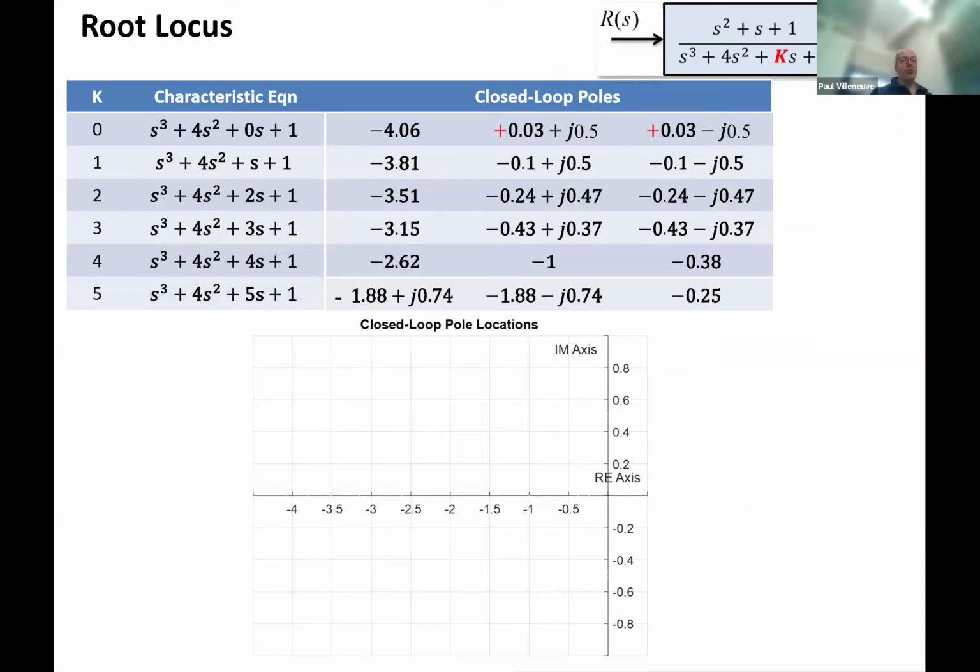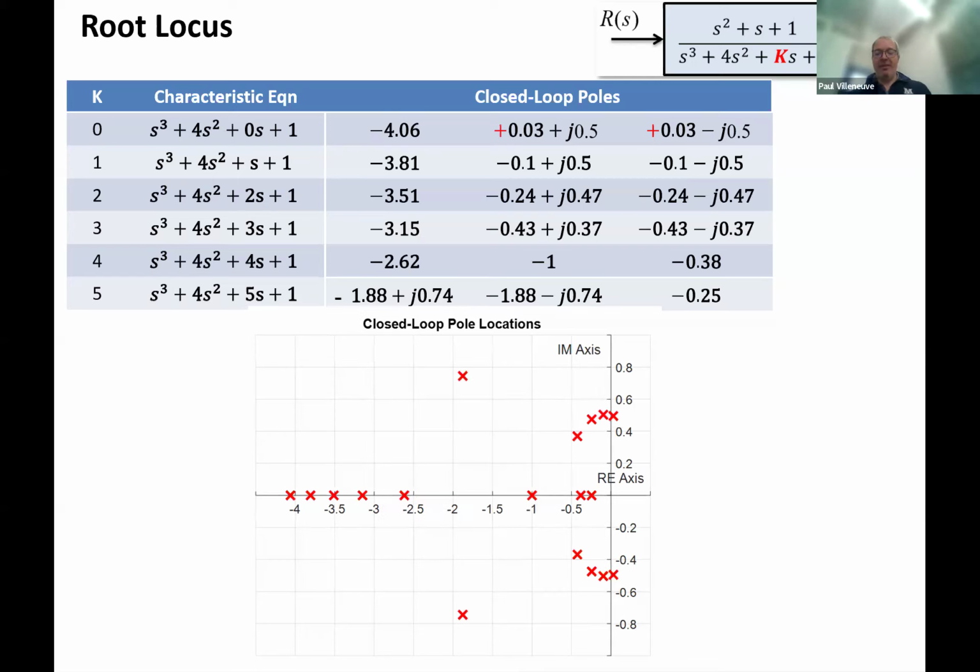Okay, so still a stable system, but now we have some overshoot. So maybe we don't want to increase it past 4. Maybe we want to stop at 5. So again, just kind of tedious work. Here is what happens to our system.